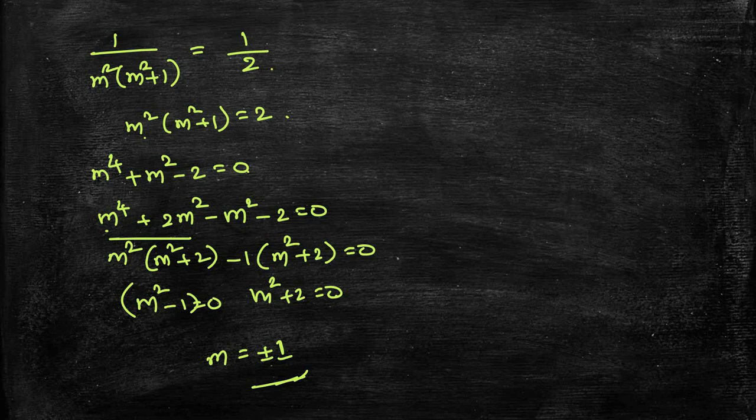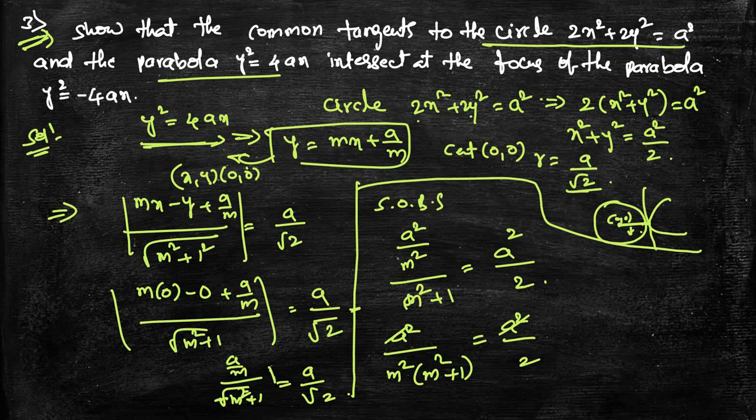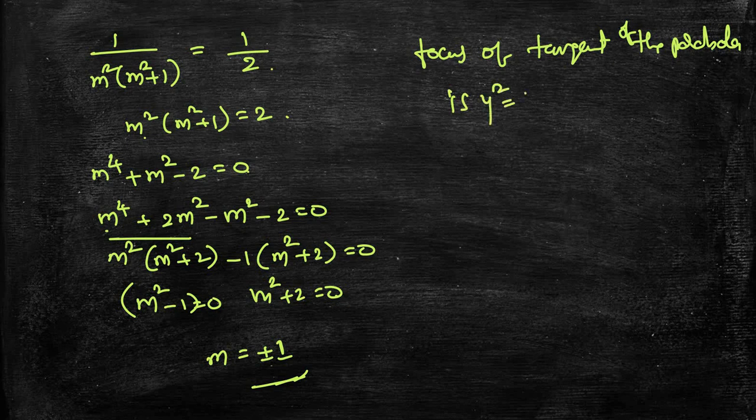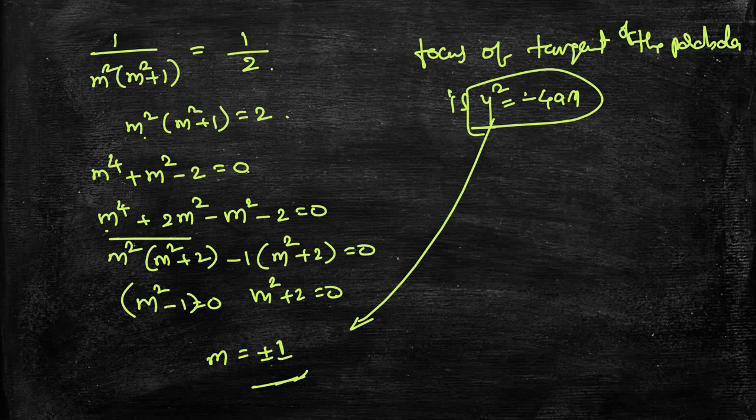Hence the common tangent to the parabola is going to be this. So the focus of the tangent parabola, the parabola is y square is equal to minus 4ax, where m is plus or minus 1.